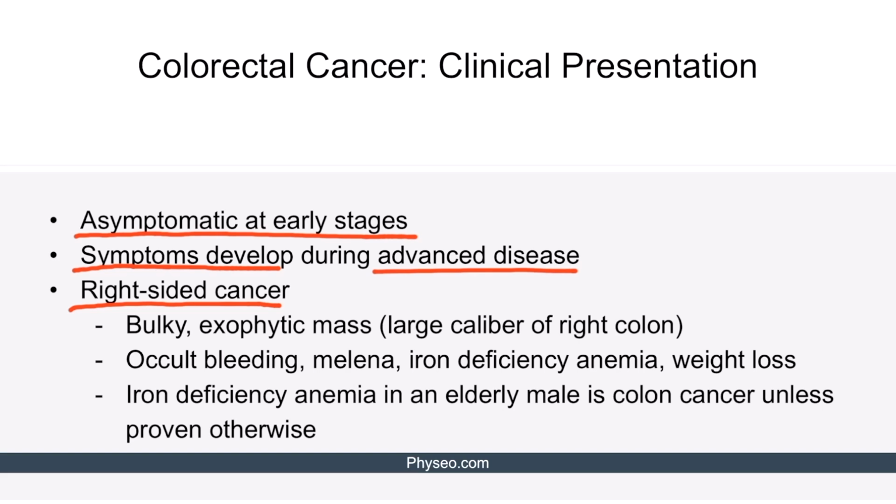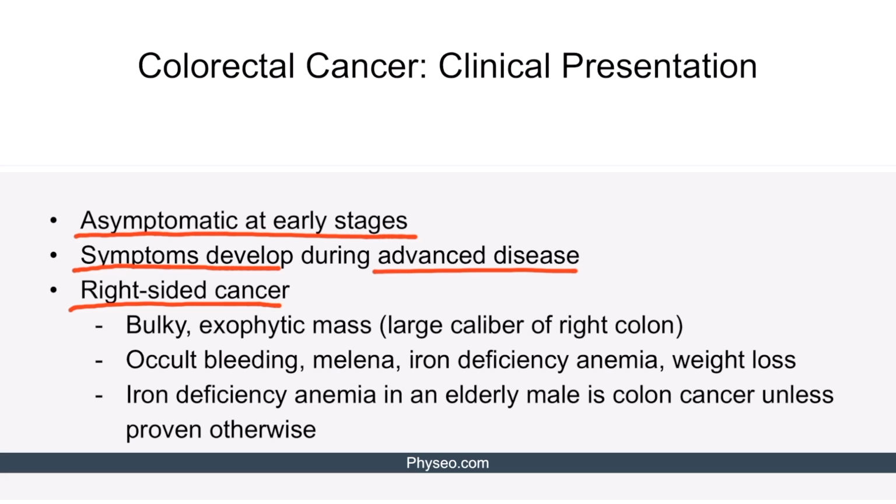So the point is, right-sided colon cancers typically present with occult bleeding in stools or melena. And I want to emphasize occult, meaning it's not super obvious. And hopefully, for the sake of the patient, they can see some melena because that will trigger some concern to get this looked into further. Weight loss can also occur due to the tumor cytokine effect.